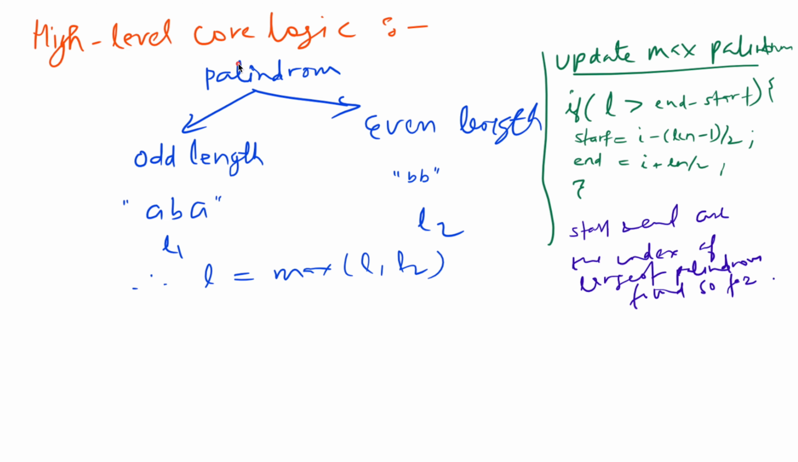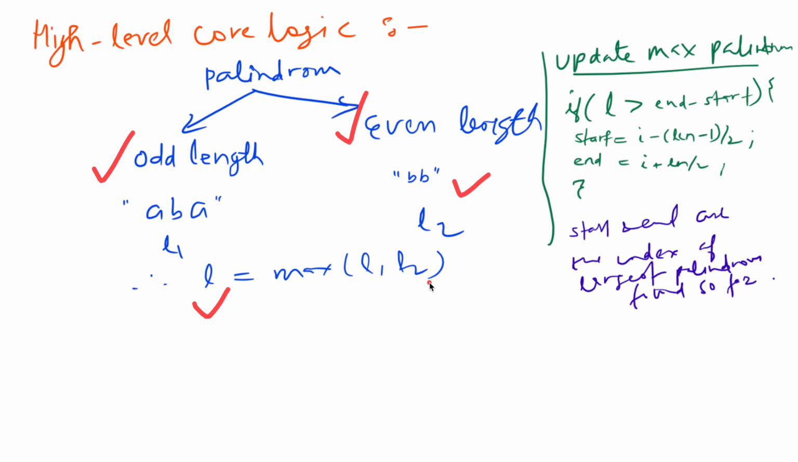So if we talk about the high level concept, to find the palindrome using expansion, the concept is that there can be a possibility that the odd length will be there and the even length will be there, right? If the odd length is there, the possibility is that we have A, B, A, and if the even length is there, the possibility is that we have B, B, right? So if we take the lengths L1 and L2, what is the max one? The max length will come from max of L1, L2. You will get the max length.